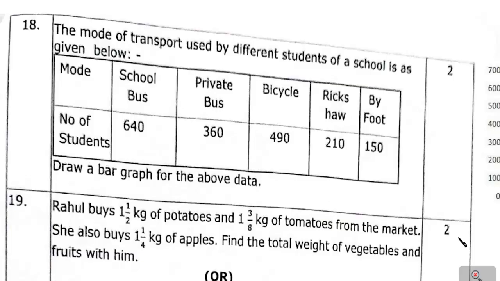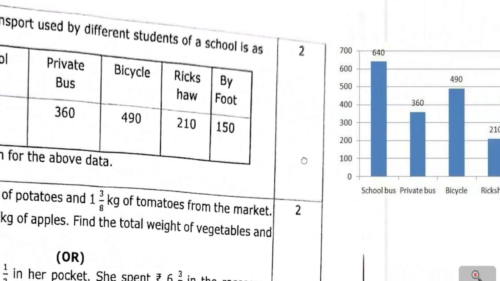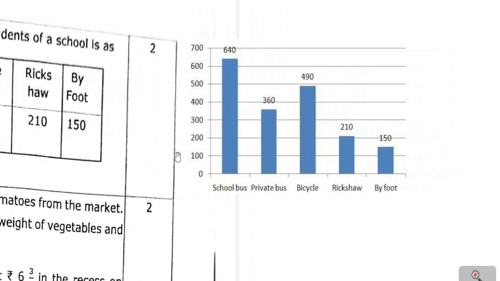Next question, the 18th question. The mode of transport used by the different students of a school is as given below. So there are a number of modes. So the modes are school bus, private bus, bicycle, rickshaw or by foot. So the number of students by each mode is listed here: 640, 360, 490, 210 and 150. Now they ask to draw a bar graph for the above data. So this is the information.